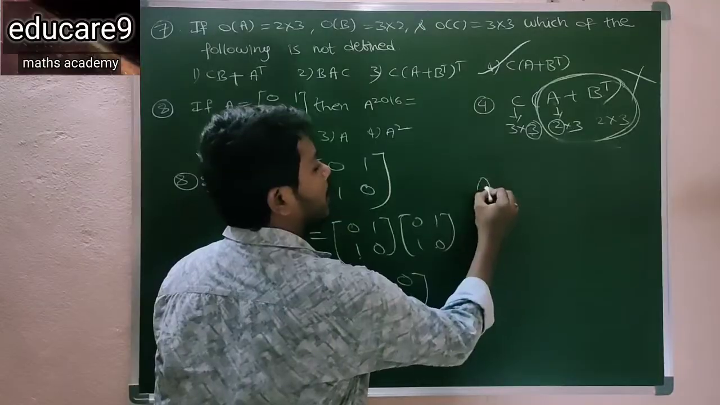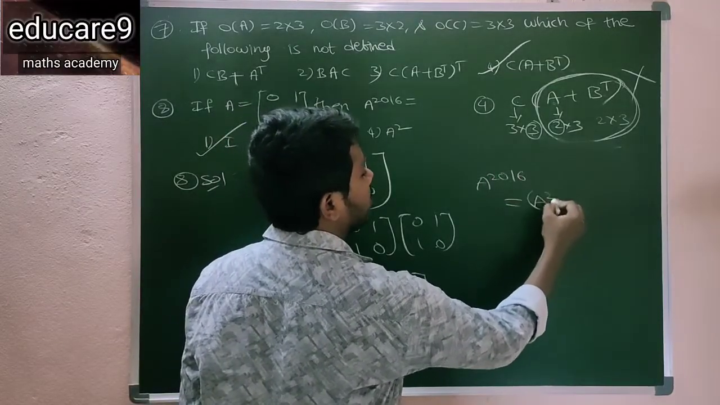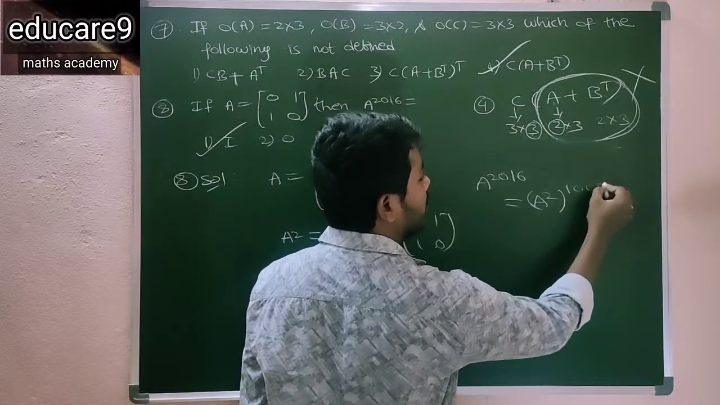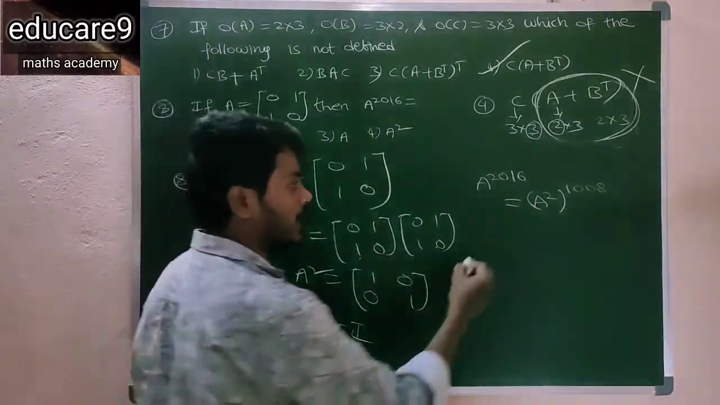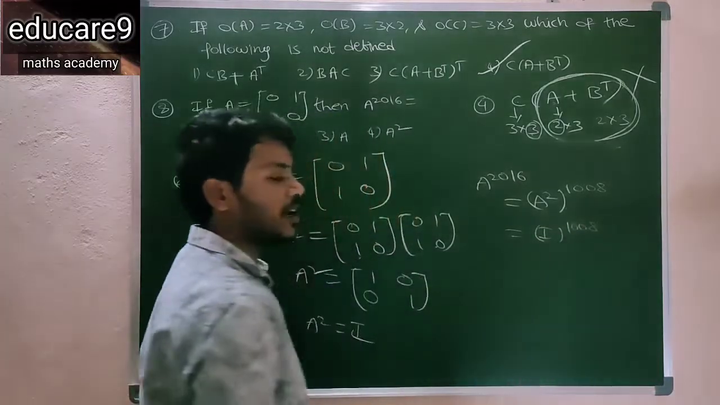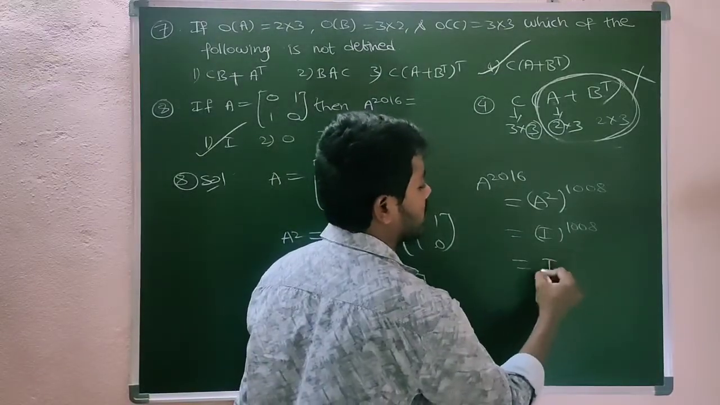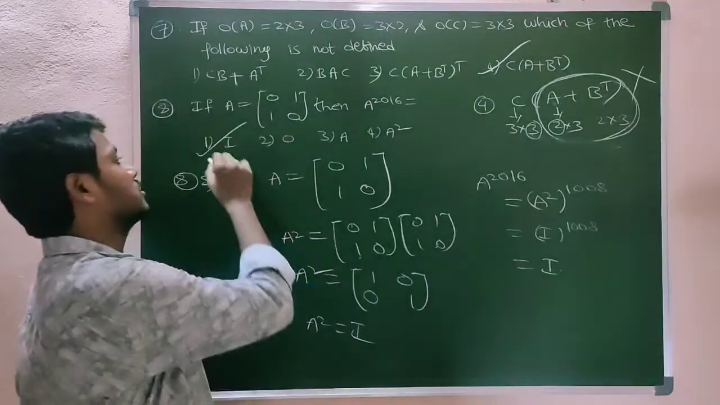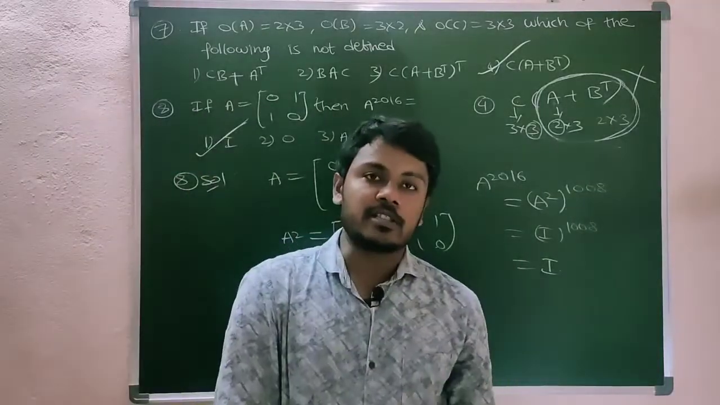So now find A power 2016. That is what? This can be written as A square whole to the power of 1008. But what is A square? That is the identity matrix. So clearly I power 1008. So I power anything, you will get the identity matrix only. Therefore, the A power 2016 value is I. So clearly option 1. So for the next session, we will discuss more problems.